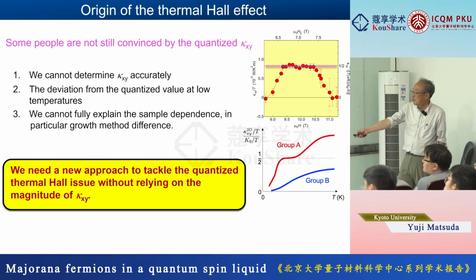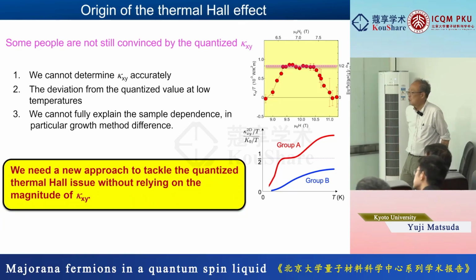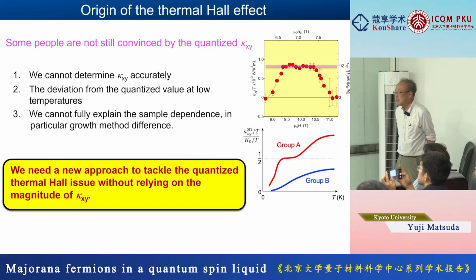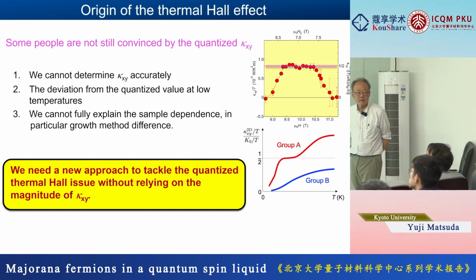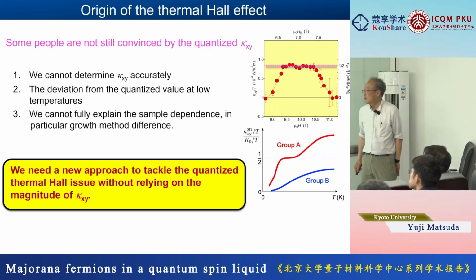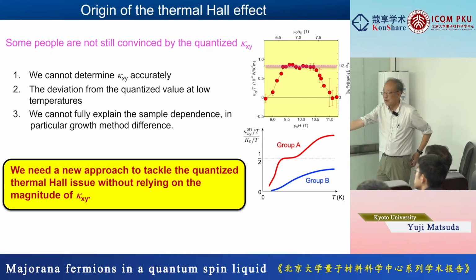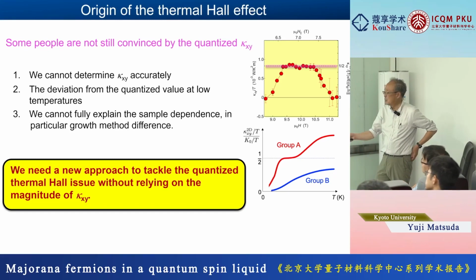So we need a new approach to tackle the quantized thermal Hall issue without relying on the magnitude of kappa XY. Actually, I'd like to show you that we can conclude the quantized kappa XY without showing the quantized thermal Hall conductivity. Let me discuss this.